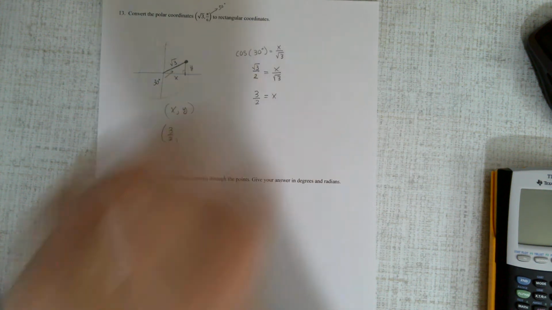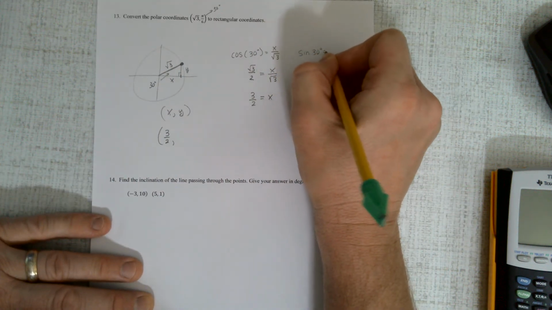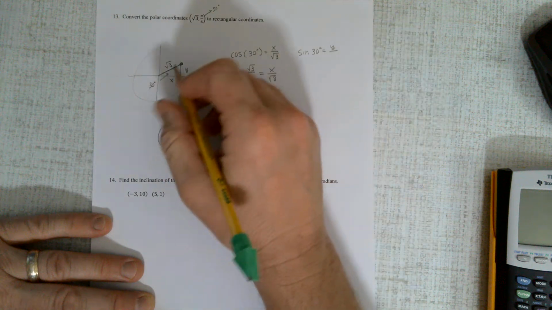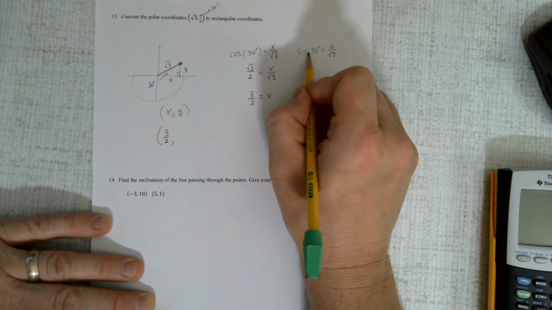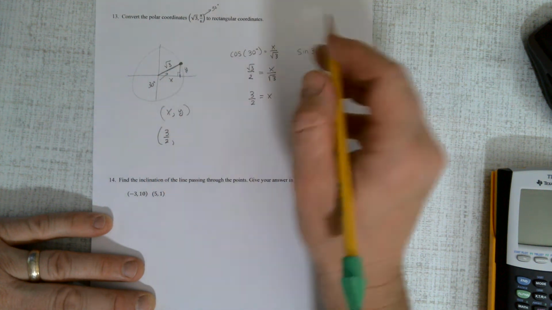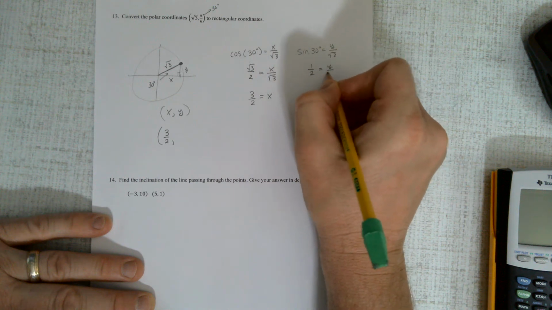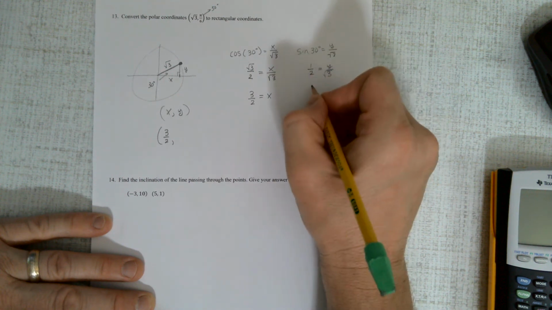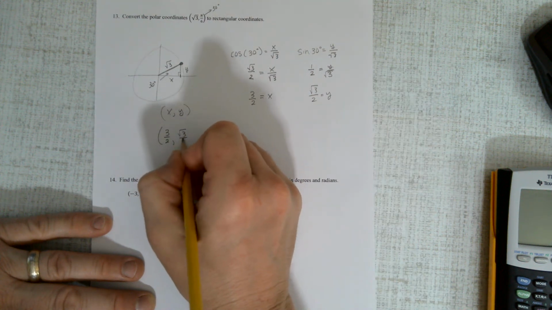Now how far is it up? Well, that's the sine ratio, right? The sine of 30 degrees is the y value over the hypotenuse, which is root 3. What's the sine of 30 degrees? If this was a unit circle, well, that would be 1/2. y over root 3, multiply that over, root 3 over 2 is equal to y. And there's our points.